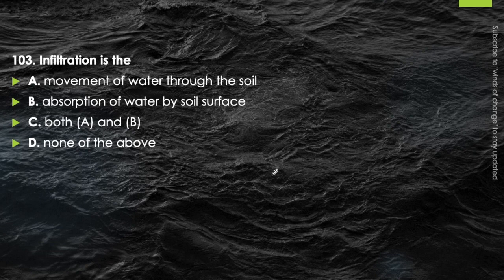Next question. Infiltration is the movement of water through the soil, absorption of water by the soil surface, both A and B, or none of the above. Think about it, very easy question. Infiltration is the movement of water through the soil. That is the percolation of water through soil, which is called infiltration. The water goes deep down into the soil and joins the water table.